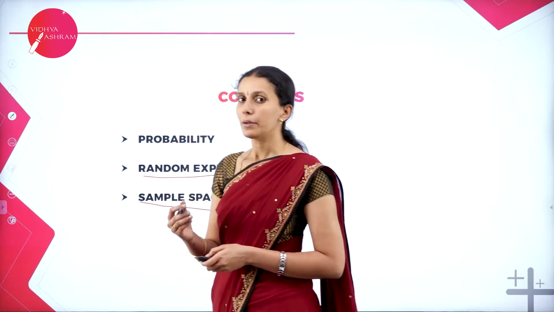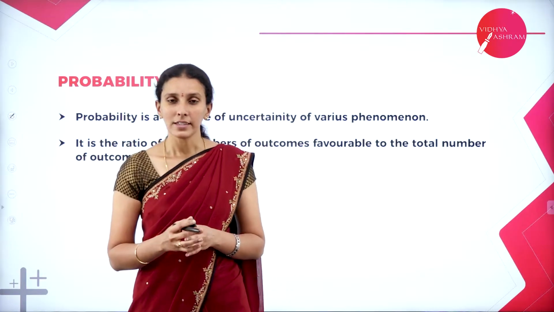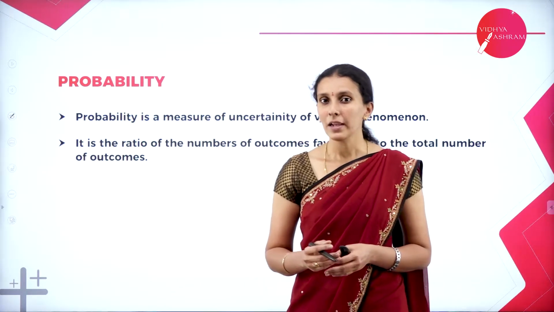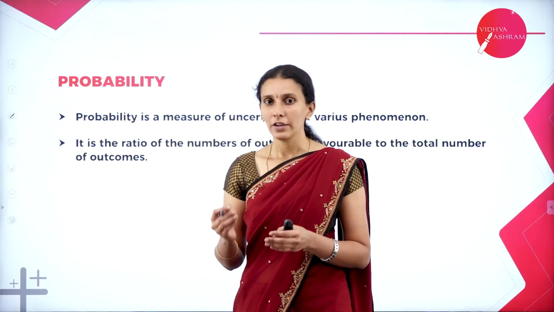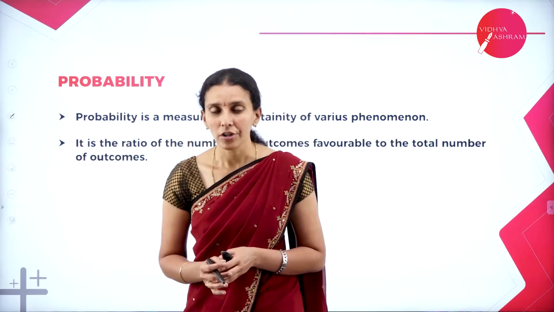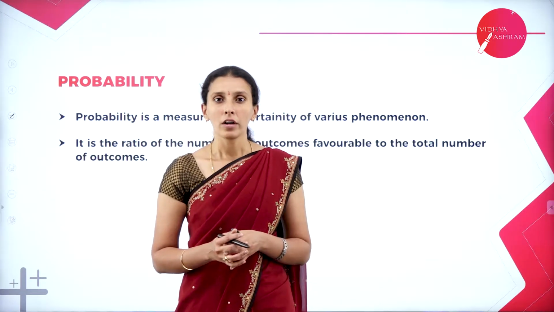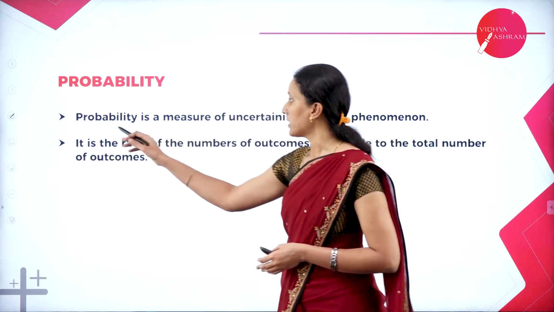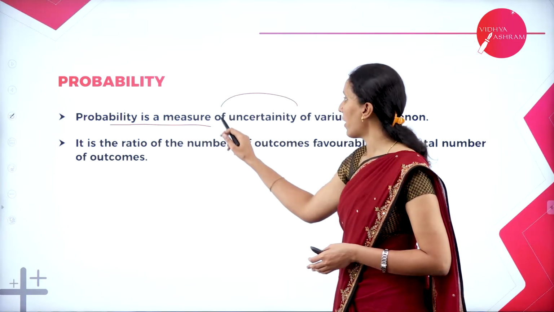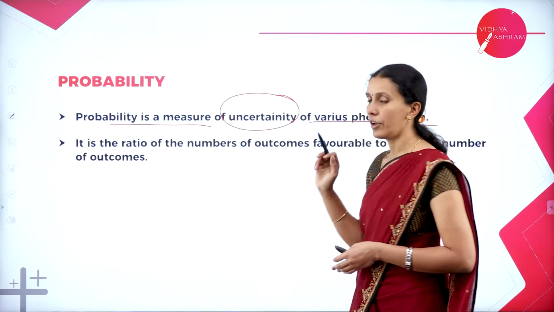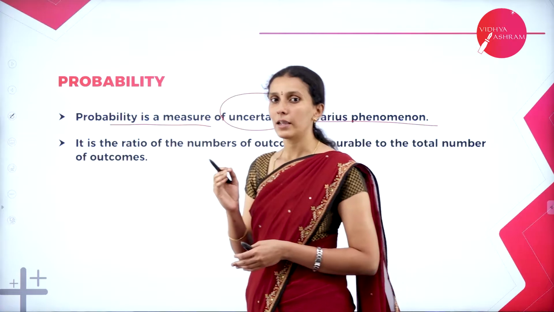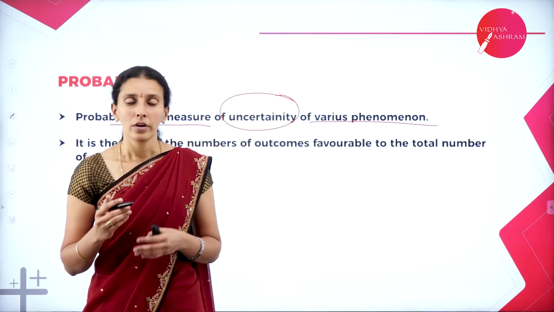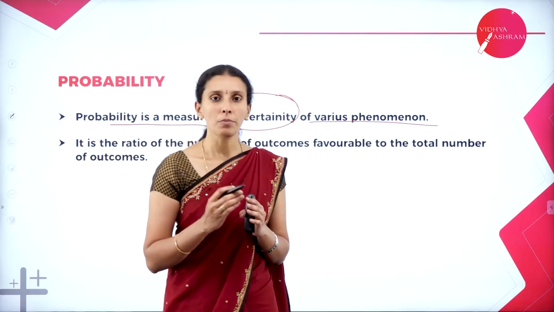Now, what do you mean by probability? In your secondary classes, especially in class 9, you have studied that the probability of an event is nothing but measuring of uncertainty or measuring of an event happening. Usually, probability is the measure of uncertainty of various phenomena. Probability is nothing but measuring any event which is unpredictable, which can be predicted in some percentage.